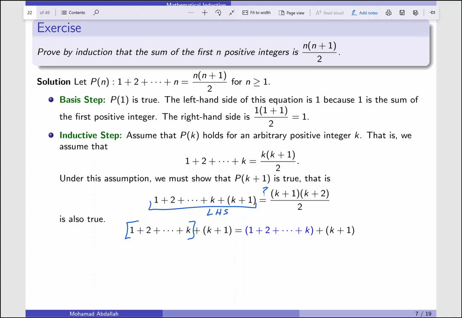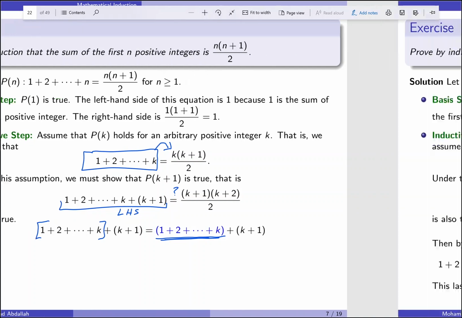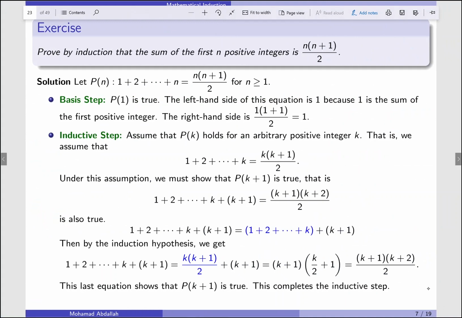Now, the reason why I want to take these terms together is that the ones I have written in blue are exactly those ones right here. And these ones, by the induction hypothesis, can be substituted by k times k plus 1 over 2. That's the idea. So instead of all these, I'm going to substitute them by k times k plus 1 over 2. Now, on the right-hand side, I have this plus k plus 1.